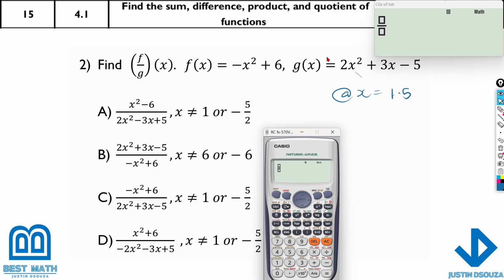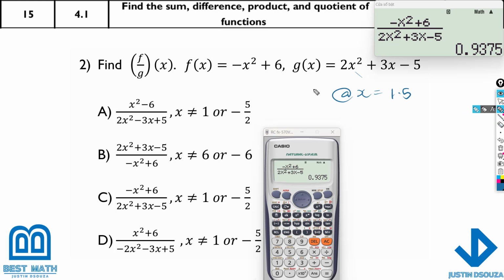Now what you need to do is divide these both, right? So I'll write minus x squared plus 6 divided by 2x squared plus 3x and lastly minus 5. Now calculate this at 1.5 or say 2.5, any value you can take. I've taken 1.5, so the answer here is 0.9375. Now if you start solving these equations, only one will give you the same answer.